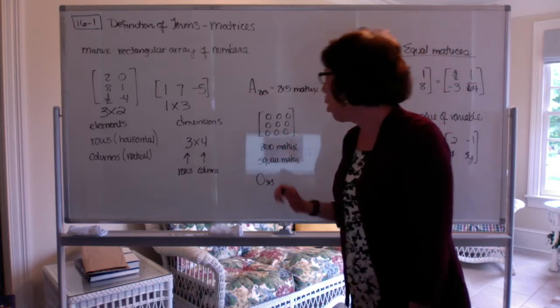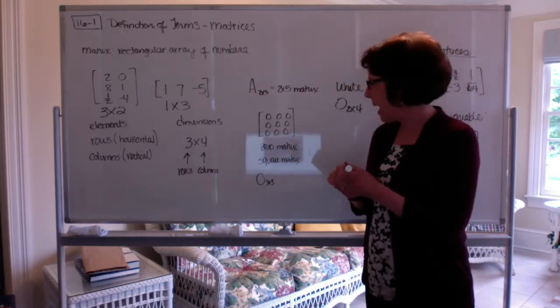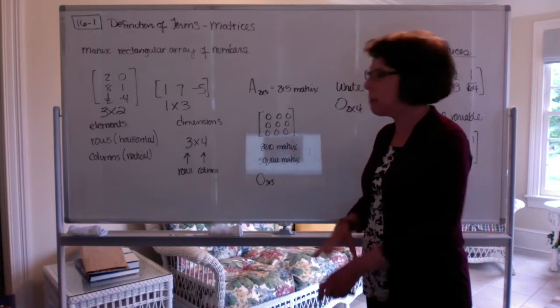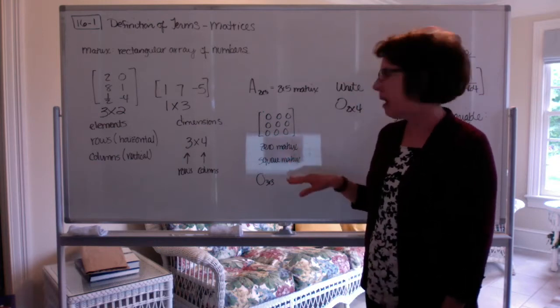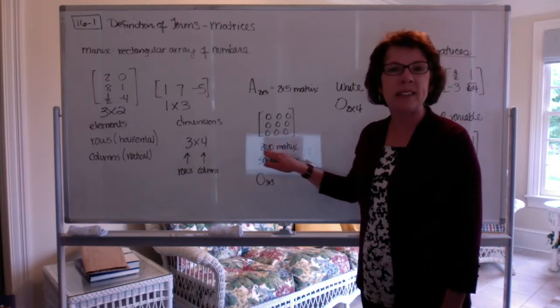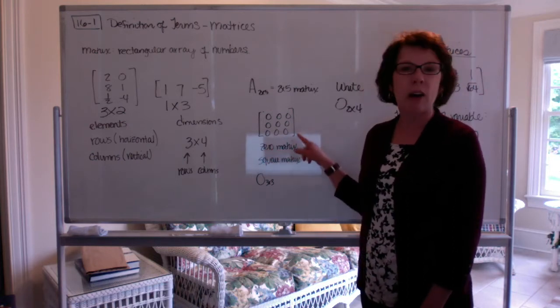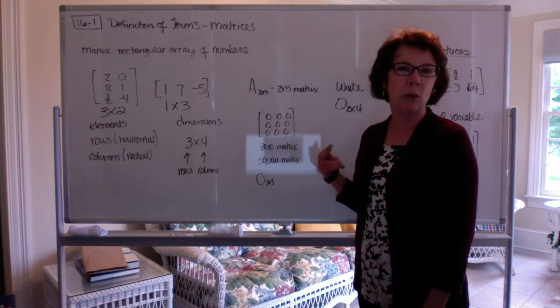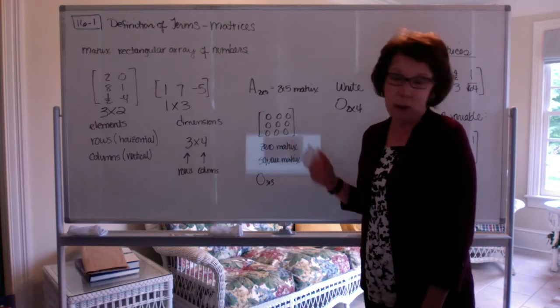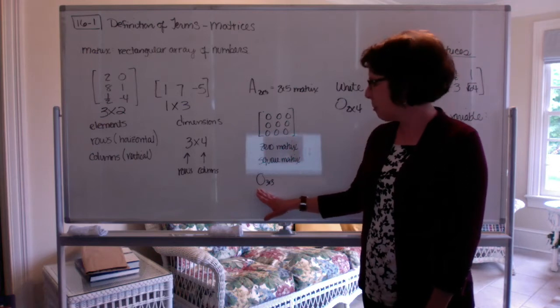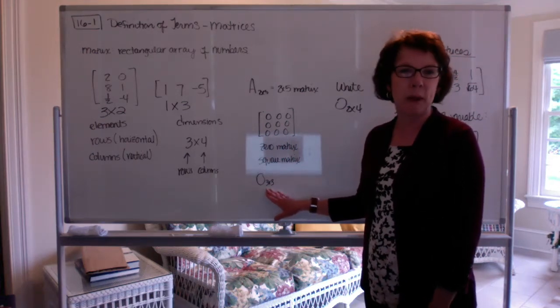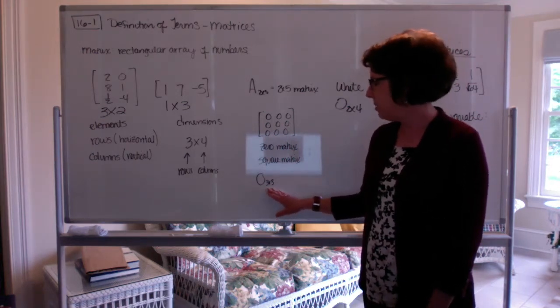All right, now, what if all the elements in my matrix are zeros? Well, we call this a 0 matrix. This is also a square matrix. It has 3 rows and 3 columns, and so it's a square. And we also can call this a 0 matrix, and down here it's a 3 by 3. It's a 3 by 3 0 matrix.